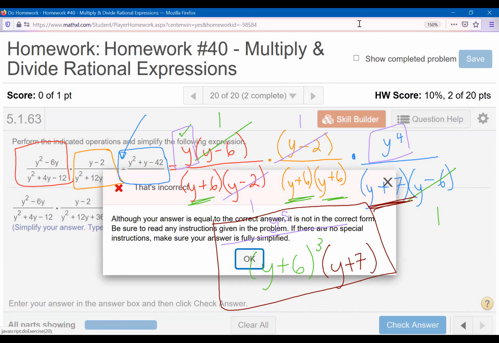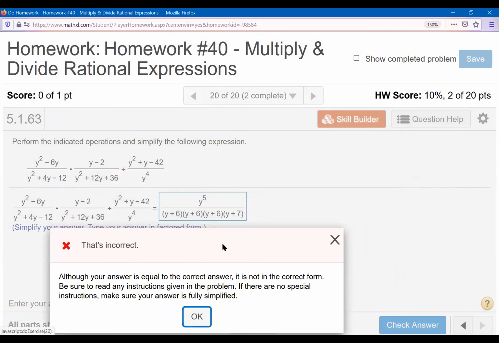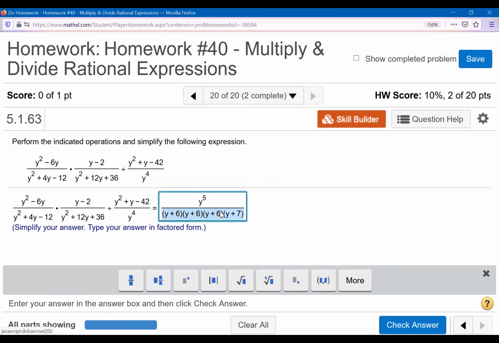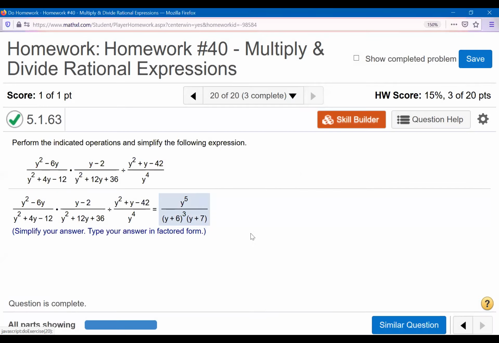Oh, it doesn't like it. Interesting. Okay, that's good for me to know. Although your answer is equal to the correct answer, it is not in the correct form. Okay, so my mistake. Y plus 6, y plus 6, y plus 6. We got to use that exponent. All right, I didn't realize that. There we go. Let's see if that's better. There it is. All right. Well, now you know. Good.